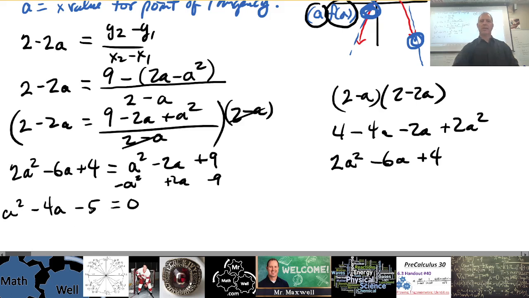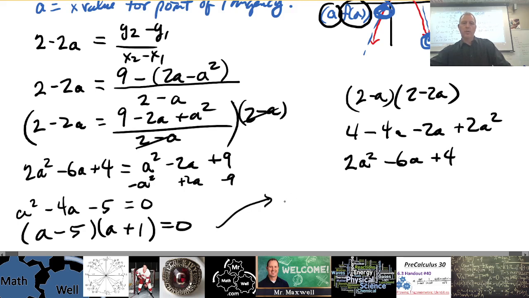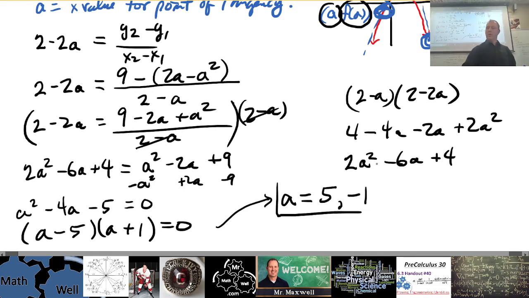And I can factor this by sight, I think, pretty easily, right? We can factor this by sight. So a is going to be our first term. I need to multiply to negative 5, add to negative 4. So that looks like it's going to be minus 5 plus 1. That multiplies to negative 5 and adds to negative 4, right? So what are our solutions? a would equal positive 5 and negative 1. Positive 5 and negative 1, okay.